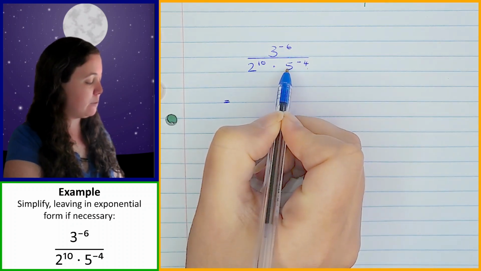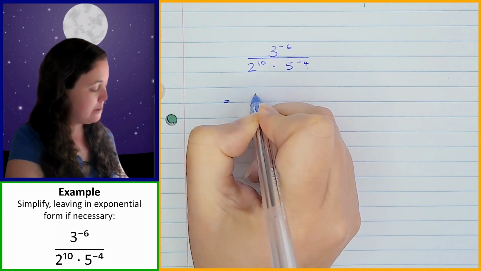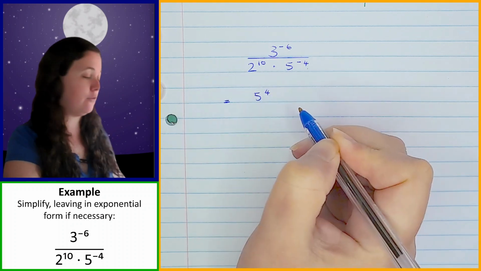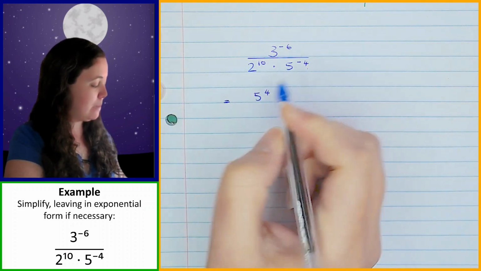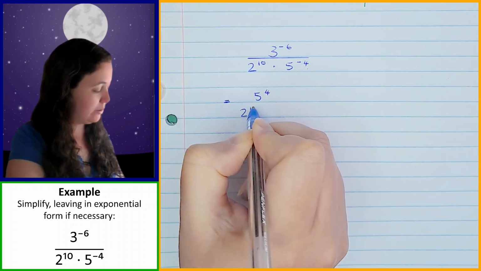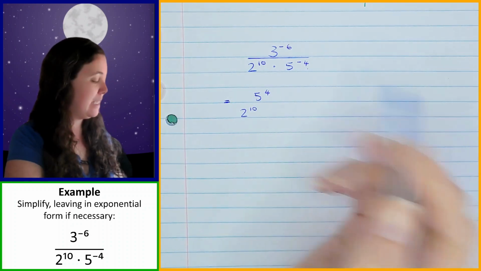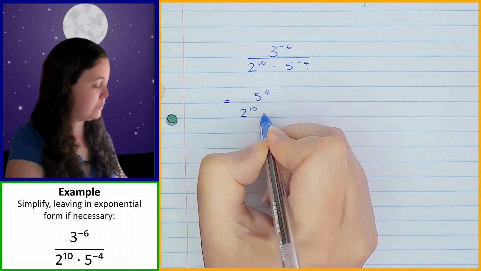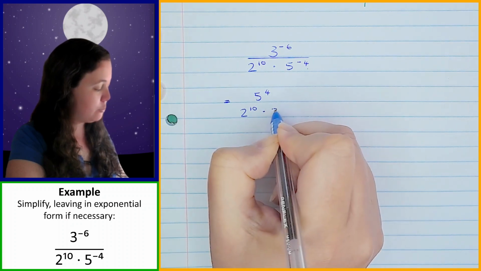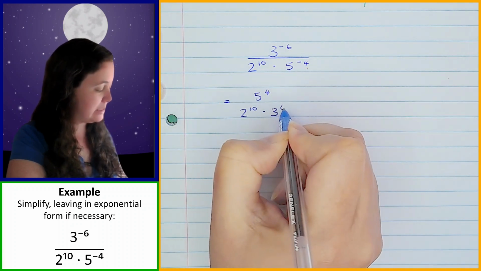So when I move the 5 to the power of negative 4 to the top, it becomes 5 to the power of positive 4. And then over here at the bottom, I already have my 2 to the power of 10, which isn't moving because it already has a positive exponent. And the 3 to the power of negative 6 is going to move down to the bottom. It becomes times 3 to the power of positive 6.